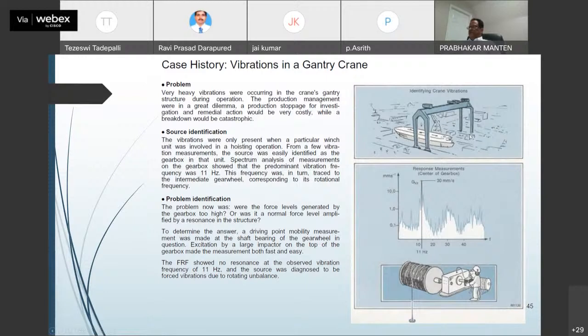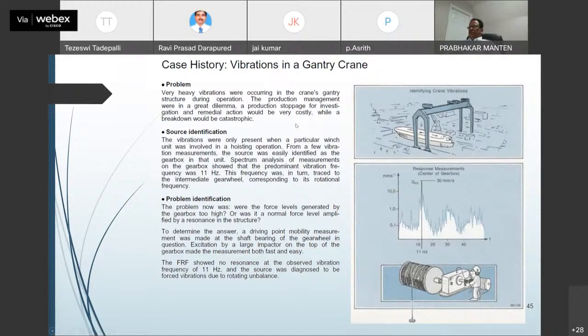Gantry cranes, you see all these shipping docks and all that, where loads are taken up and moved around. So the problem was very heavy vibrations were occurring in the crane's gantry structure during operation. Okay, it was observed some very high vibration.